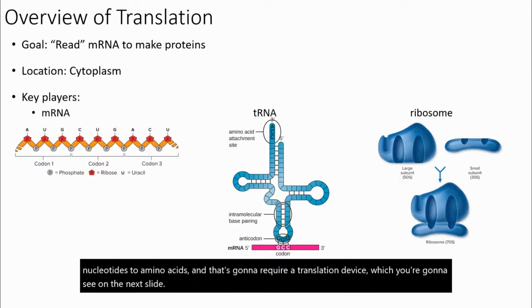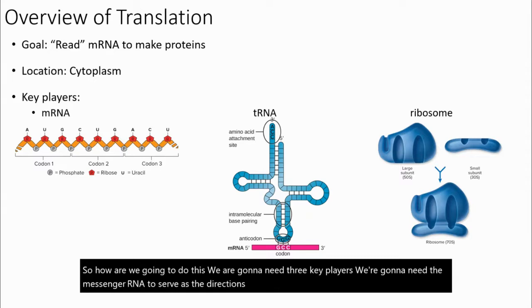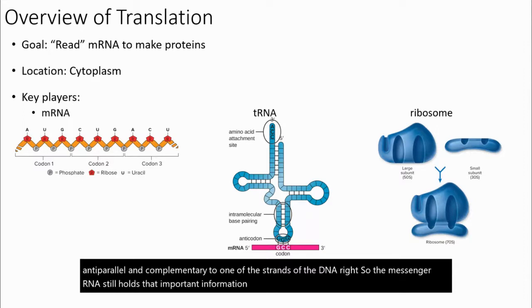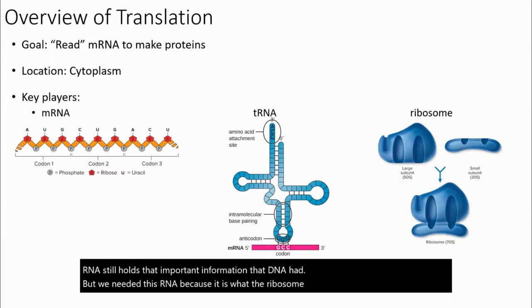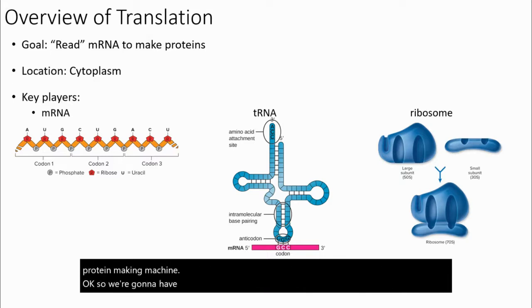So how are we going to do this? We are going to need three key players. We're going to need the messenger RNA to serve as the directions, because remember, the messenger RNA is anti-parallel and complementary to one of the strands of the DNA, right? So the messenger RNA still holds that important information that DNA had. But we needed this RNA because it is what the ribosome understands, and the ribosome is the protein-making machine, okay? So we're going to have the messenger RNA, which is going to be the directions.